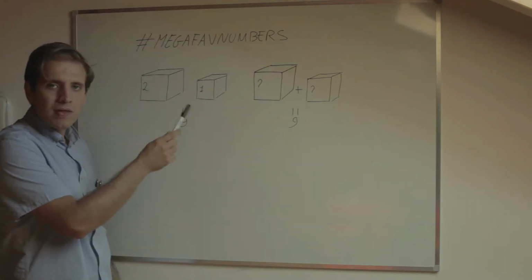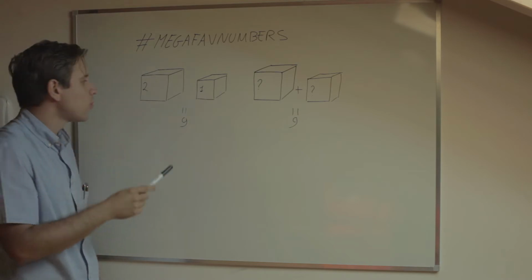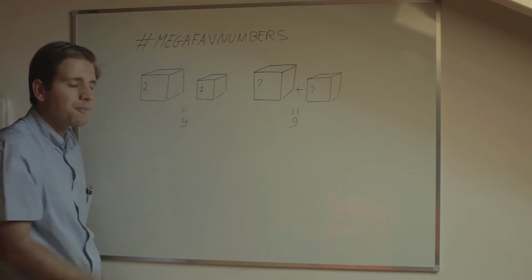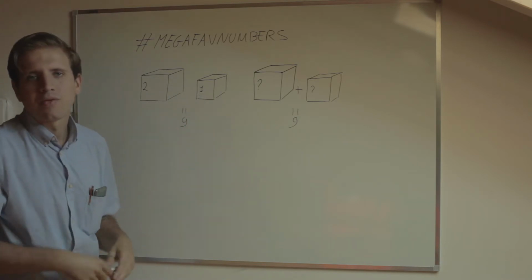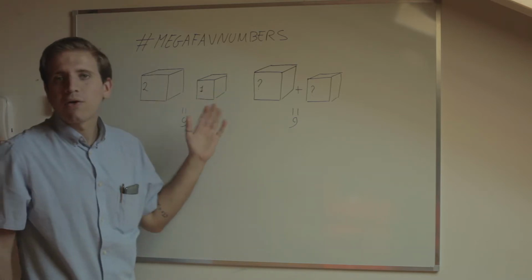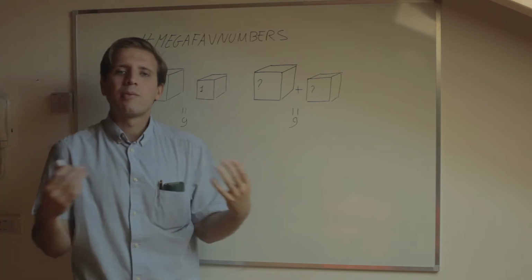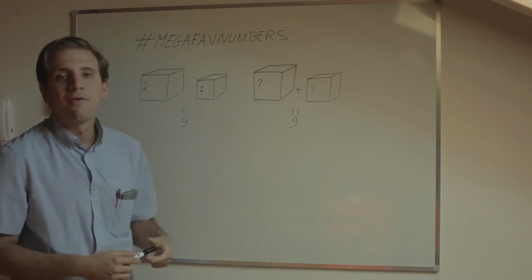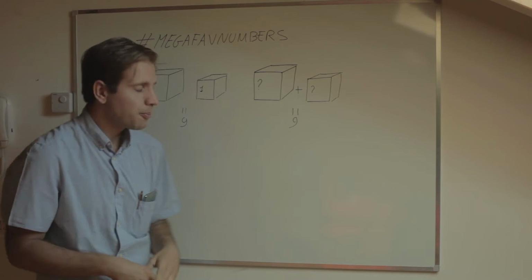Suppose you have two cubes, one with side length 2, one with side length 1. Of course, the sum of their volumes is 9. And you may ask yourself, does there exist another pair of cubes such that their volumes sum to, of course, 9?